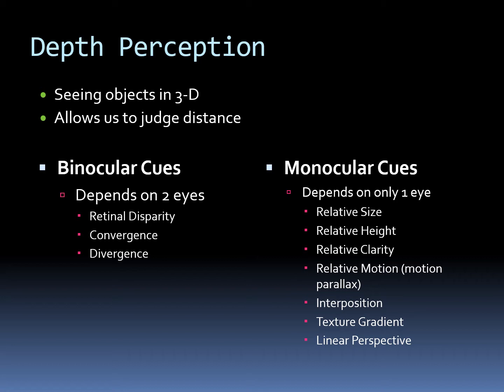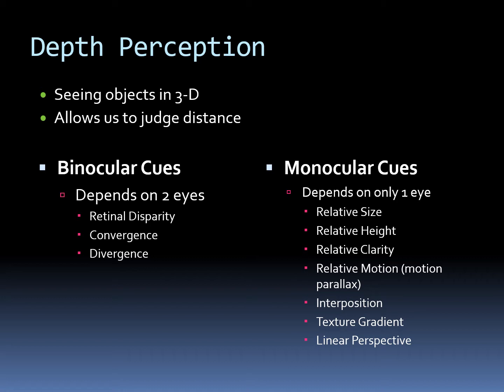So we're going to focus on two types of cues, right? We'll talk first about monocular cues, mono meaning one. All of these only depend on one eye, so you could do all these things with only one eye: relative size, relative height, relative clarity, relative motion, which is also called motion parallax, interposition, texture gradient, and linear perspective.